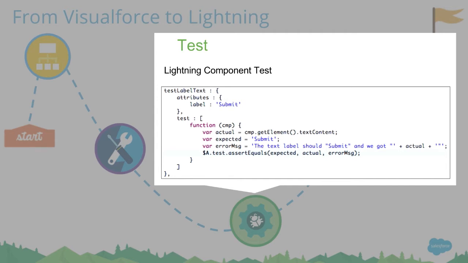And here, a quick example is the test for a custom label. You can pull your actual value from the component markup with component.getElement. You can set your expectation and the error message you prepared, and with $A.test.assertEquals, you can do different assertions and check if pass or fail. The testing service is also coming soon, by the way.